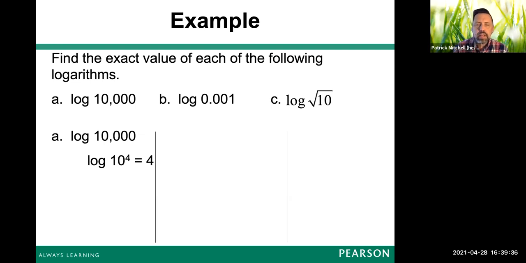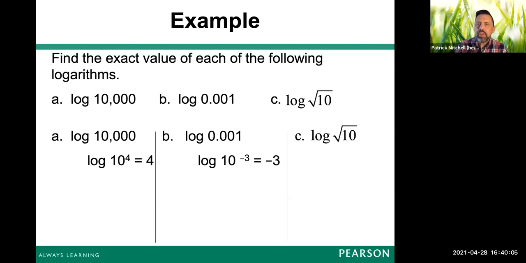And then similarly, log of 0.001. 0.001 is 10 to the power negative 3. If you remember learning about scientific notation, that might help you with this. And using that same property, log of 10 to the power negative 3 is negative 3. And then finally, we have log of the square root of 10. Remember that the square root of 10 can be written as 10 to the 1/2. So using that same property number 2, log of 10 to the 1/2 is just 1/2.